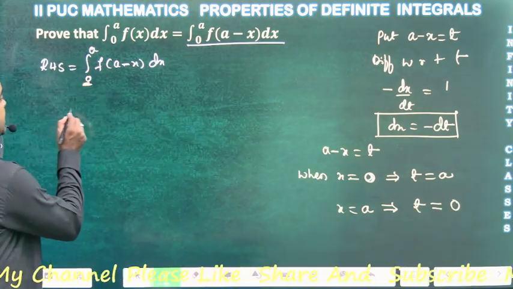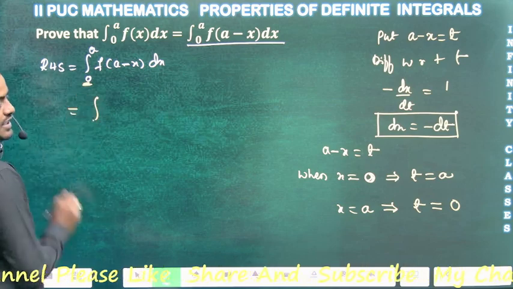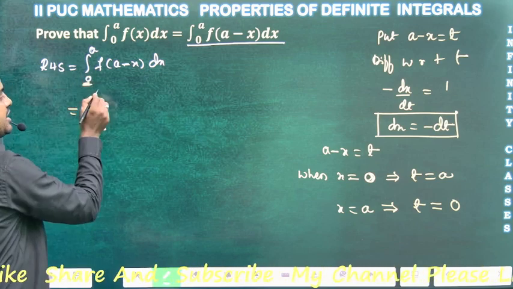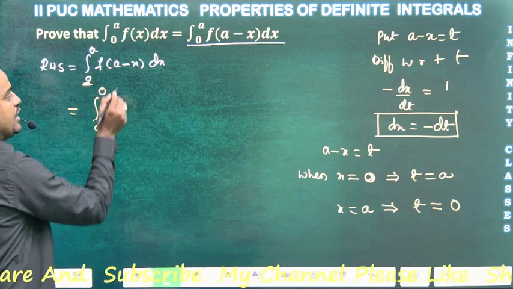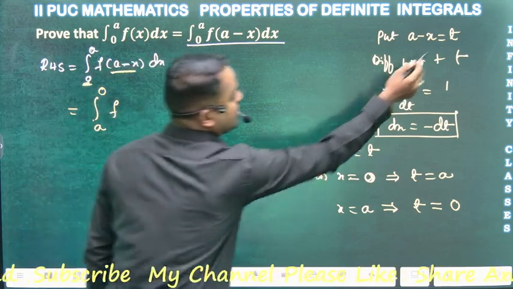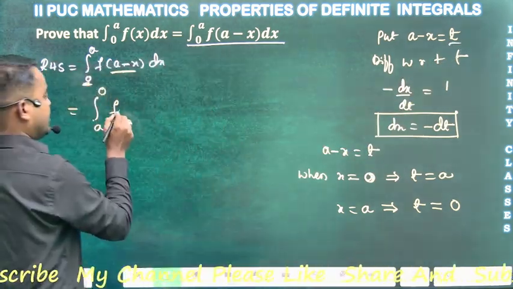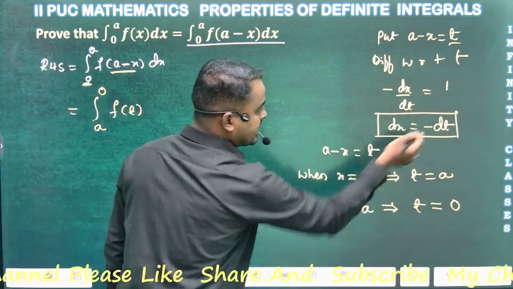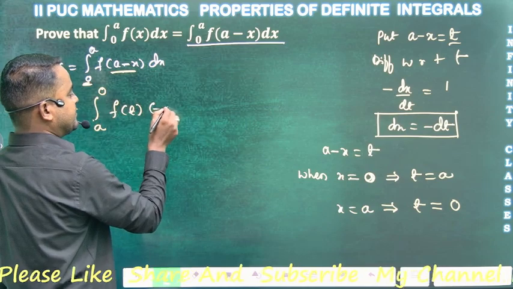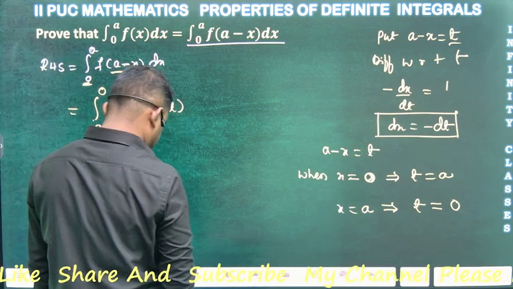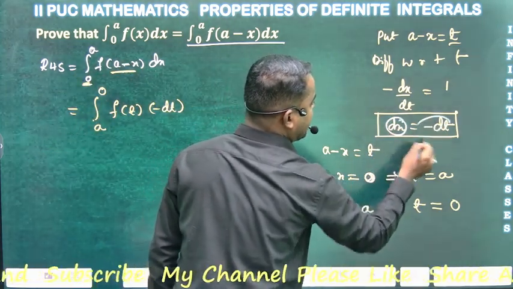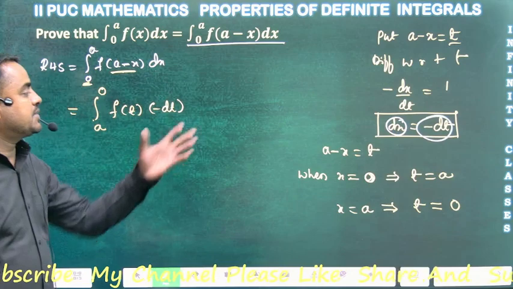Now when x is equal to 0, the value of t is a, and when x is a, we get 0. f of a minus x is replaced by f of t, and dx is replaced by minus dt. So here dx is equal to minus dt. This is the part of the substitution.